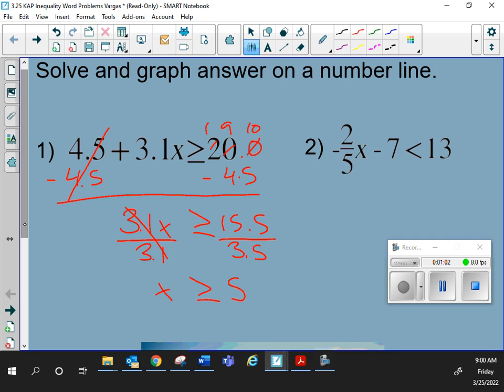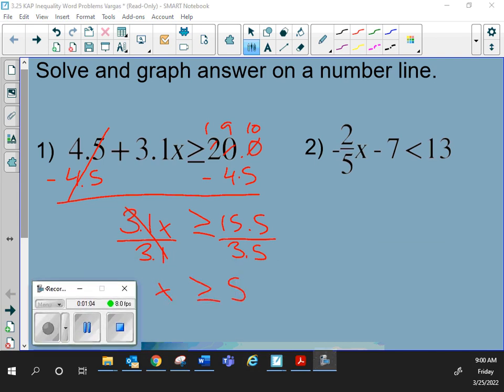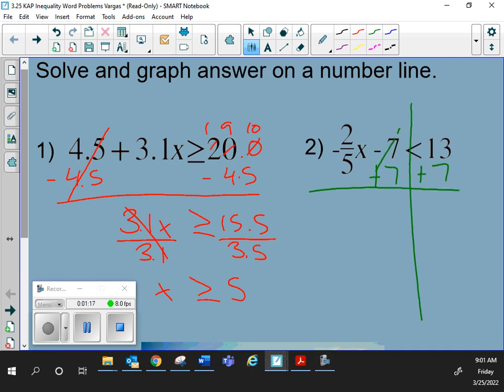Alrighty. Number 2, we got a fraction. Fractions are fun. First step is going to be add 7 to both sides. Are we agreeing with that? Yes. Okay. And 20.